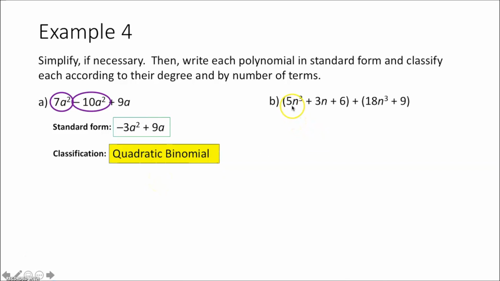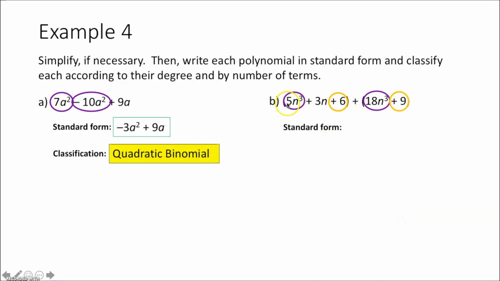Part B, we have these two things that we're going to add together. This trinomial and this binomial we're actually adding together. So in order to do this, all we have to do is just add together the like terms. So where are the like terms? Well, we have this 5n cubed and this 18n cubed that we're going to add together. Do we have anything else? Yeah, we have a 6 and a 9 we can also add together.